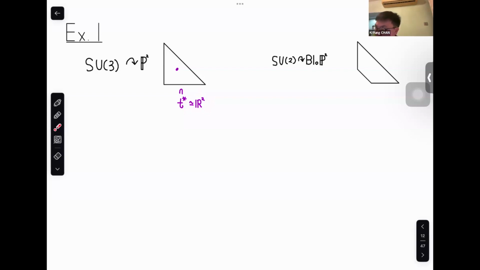Okay, a similar example. If you blow up P2 at a point, you still have the T2 action, but you do not have the SU3 action now. This time you only have an SU2 action. This is the moment polytope for the T2 action. So you can project everything to the Lie algebra dual of S1, the maximal torus of SU2.